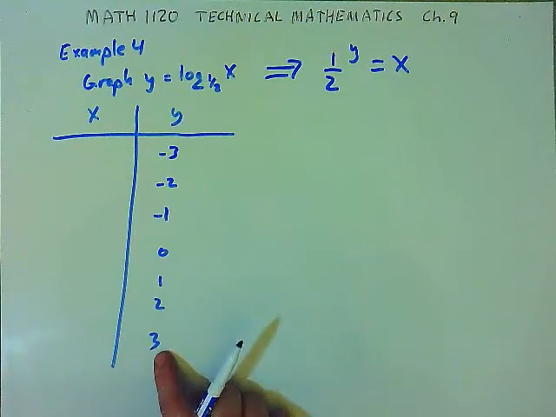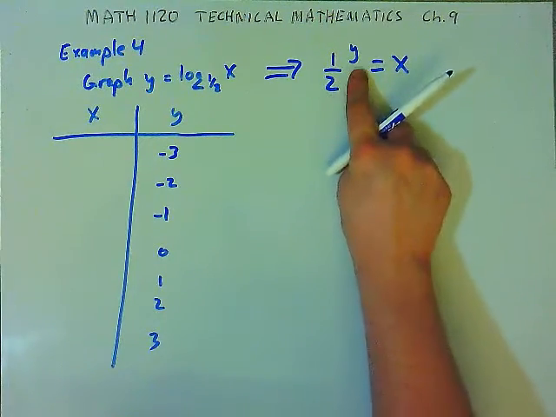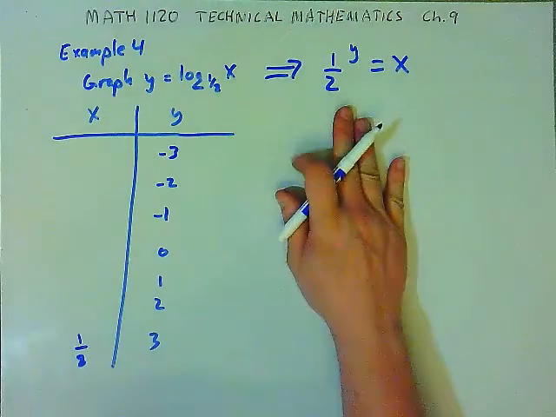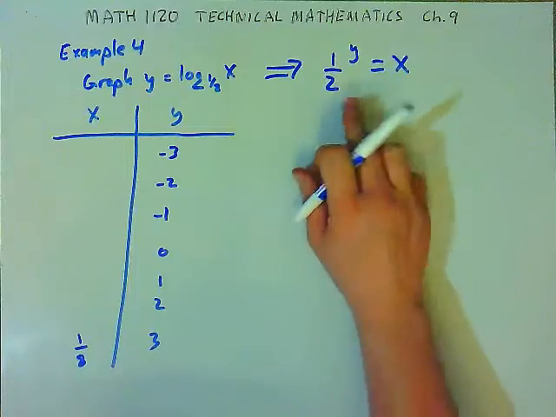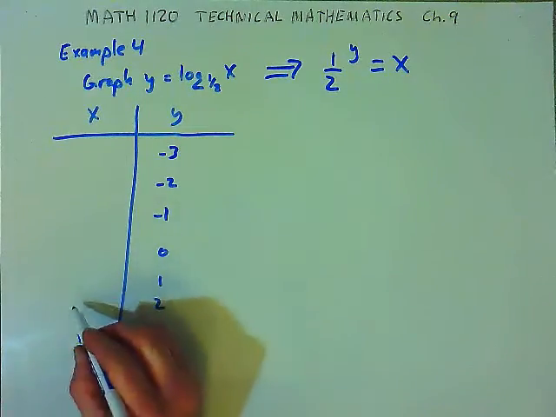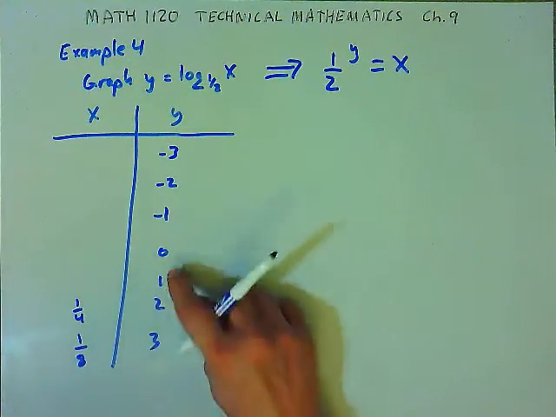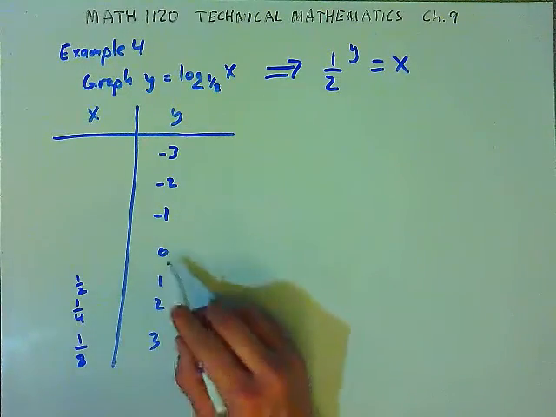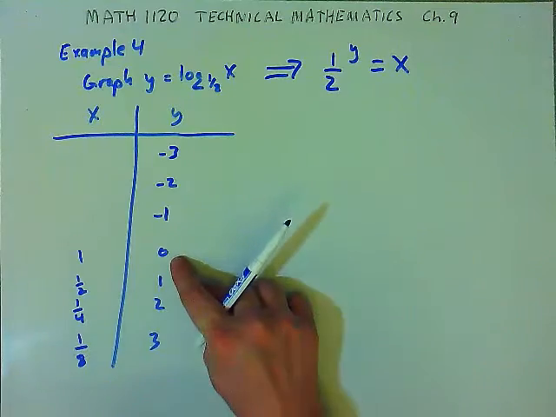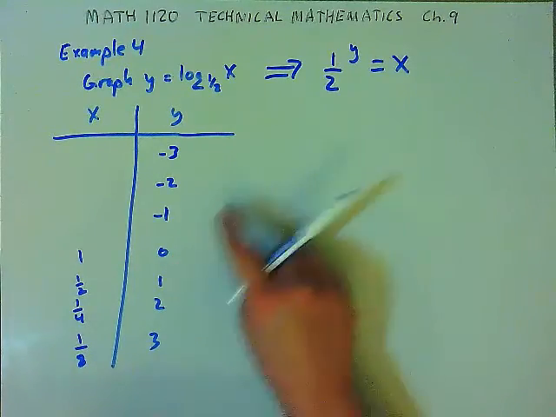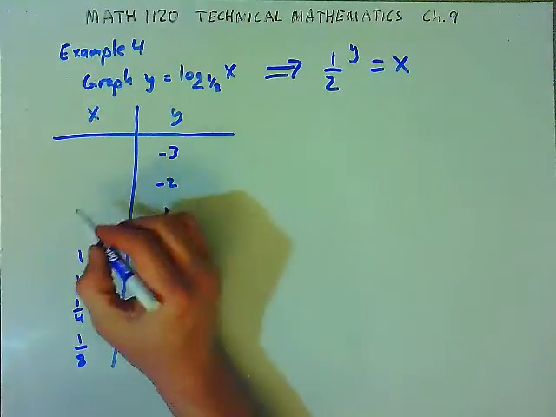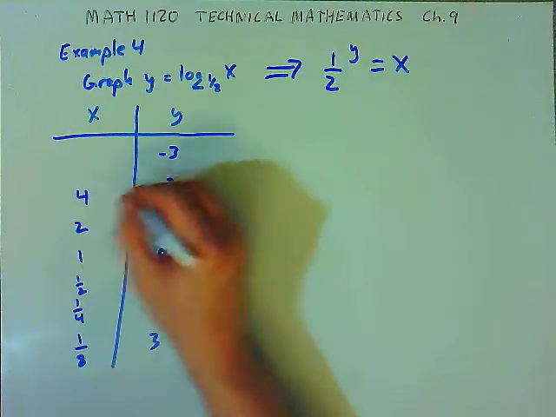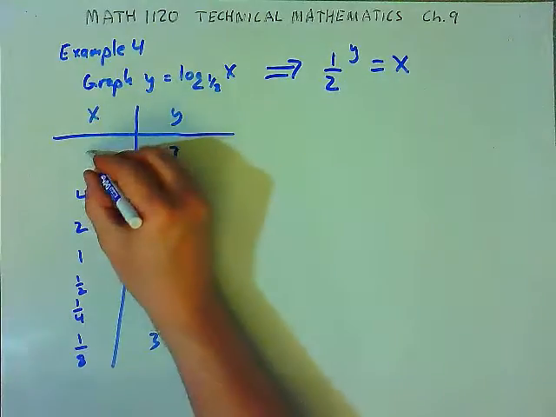And so let's start down here with 3. 1/2 to the third power, that's 1/8. Right, 1/2 times 1/2 times 1/2 is 1/8. 1/2 squared is 1/4. 1/2 to the first is 1/2. 1/2 to the 0 is 1. In fact, any number to the 0 power is 1. 1/2 to the negative 1 power is 2. 1/2 to the negative 2 power is 4. And 1/2 to the negative 3 power is 8.